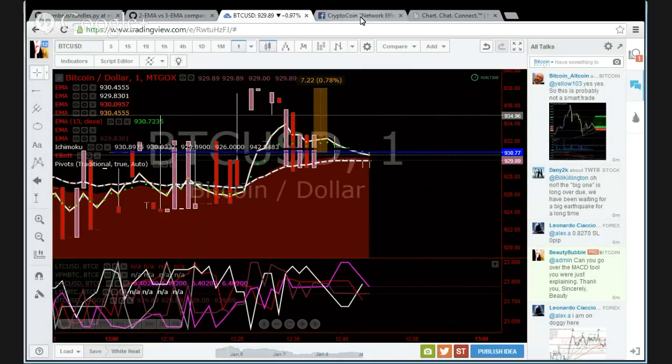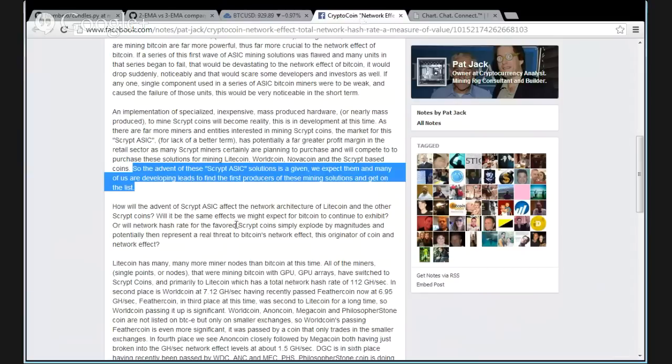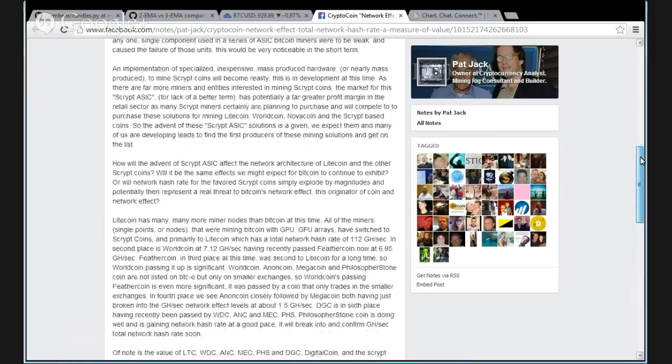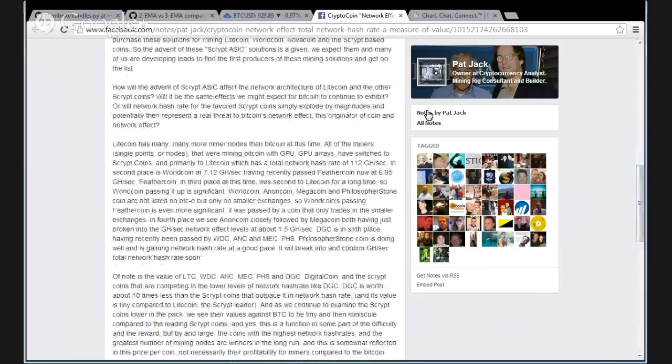Okay, we'll go back to reading this here. This is the story coming out of Pat Jack. So will the advent of script ASIC affect the network architecture of Litecoin and the other script coins? Will it be the same effects we might expect for Bitcoin to continue to exhibit? Or will network hash rate for the favored script coins simply explode by magnitudes and potentially then represent a real threat to Bitcoin's network effect, this originator of coin and network effect?